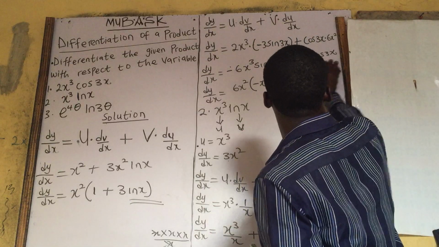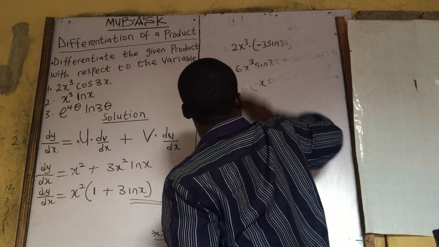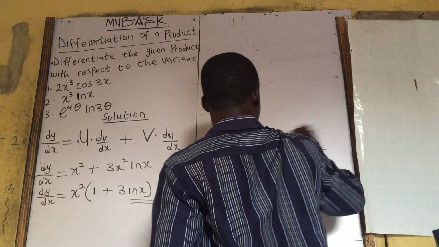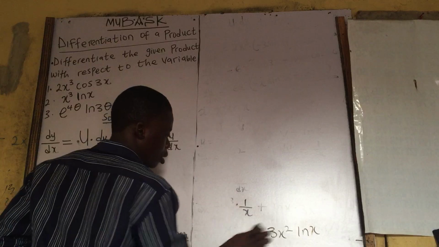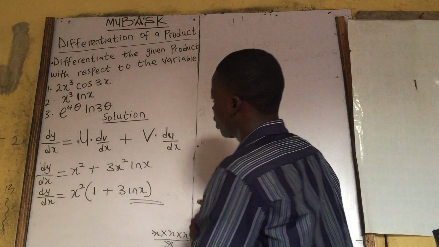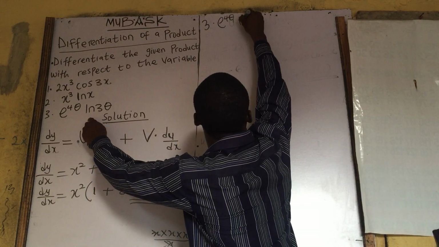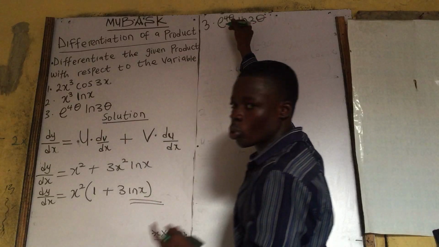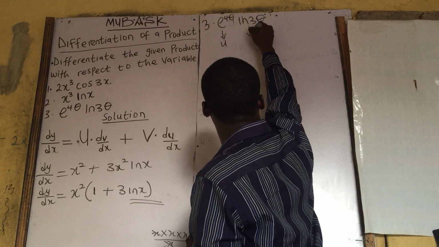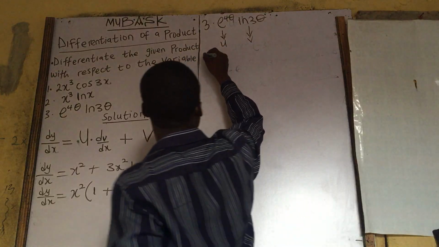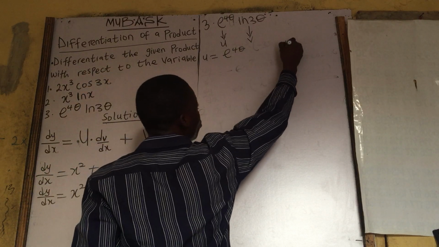Now question 3. Let us move to question 3. Question 3 is e to the 4 theta ln 3 theta. This one is also totally different. Our u is e to the 4 theta, while our v is ln 3 theta.